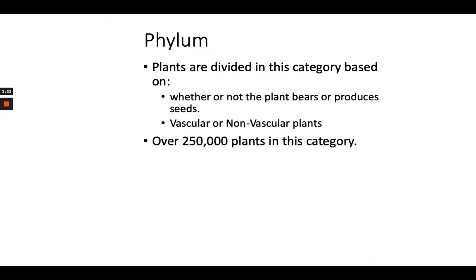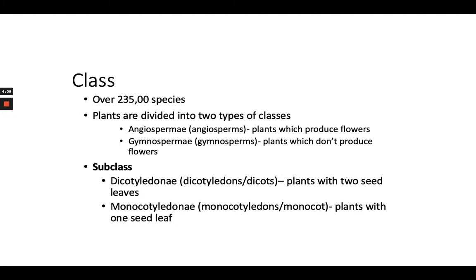Phylum. Plants are going to be divided into this category based on pretty much two things: whether or not the plant bears seeds or cones, and are they vascular or non-vascular. And there's over 250,000 plants in this category. Then we go down to the class, which has over 235,000 species. They're going to be divided into two types of classes, either the angiosperms or the gymnosperms. And we've already talked about the gymnosperms a little bit. We know that they don't produce flowers. Those are conifers. They're the cones. We haven't really talked about angiosperms yet.